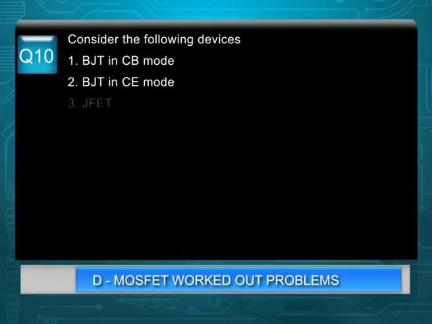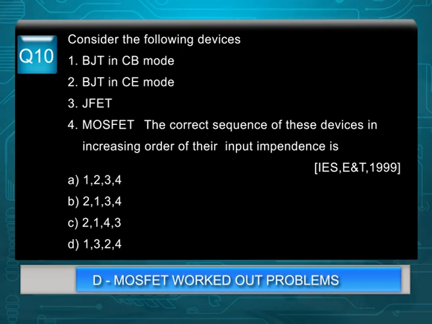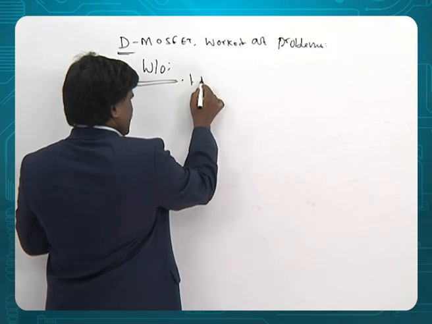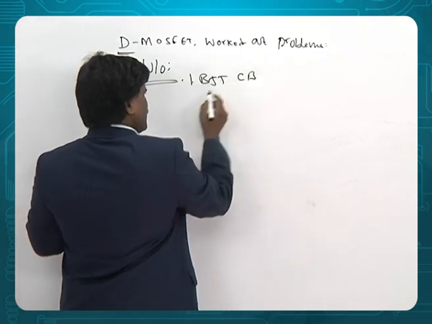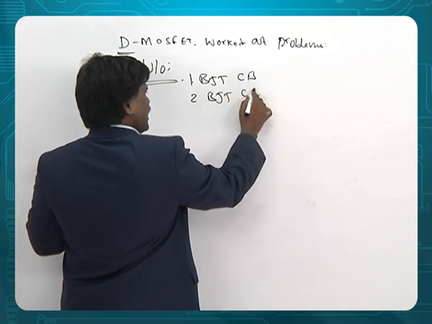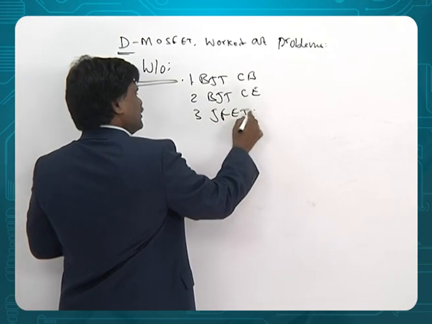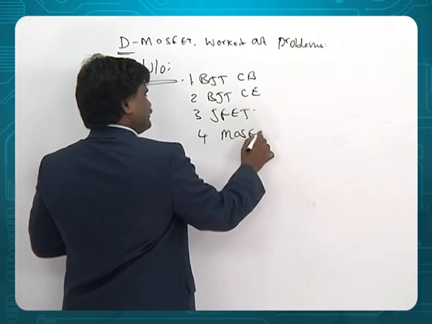Worked out problem 10. Consider the following devices: BJT in CB mode, BJT in CE mode, JFET, MOSFET. The correct sequence of these devices in increasing order of their input impedance. IES 1999. Let me give you what he is exactly saying. First, BJT common base mode, second, BJT common emitter mode, third is JFET, fourth is MOSFET.